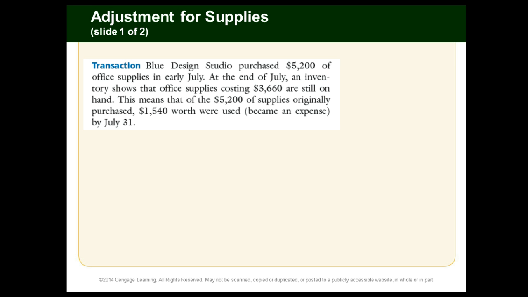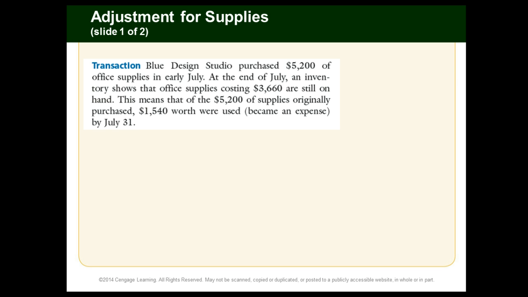Then we talked about purchasing supplies, same concept. We purchased $5,200 up front. So we purchased up front resources, but we haven't used them yet. But then at the end of July, we look in our inventory and we go, wow, we don't have $5,200 left, we only have $3,660 left. So we need to adjust those resources we've used up.